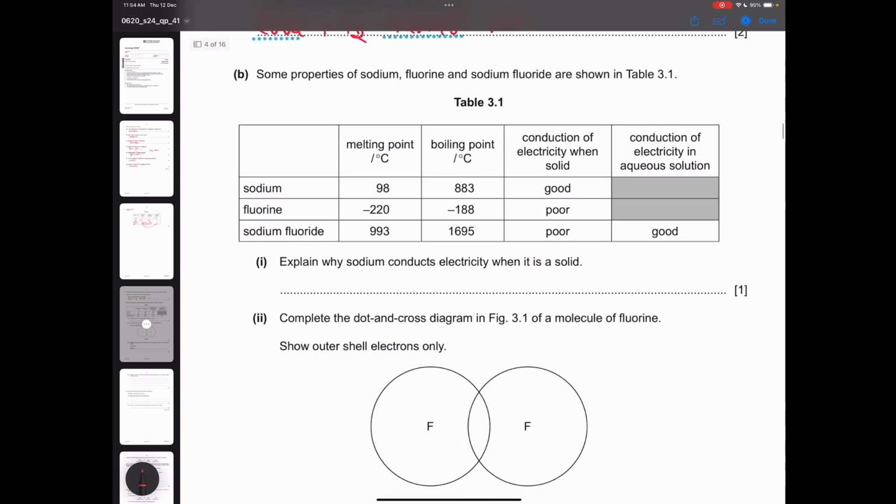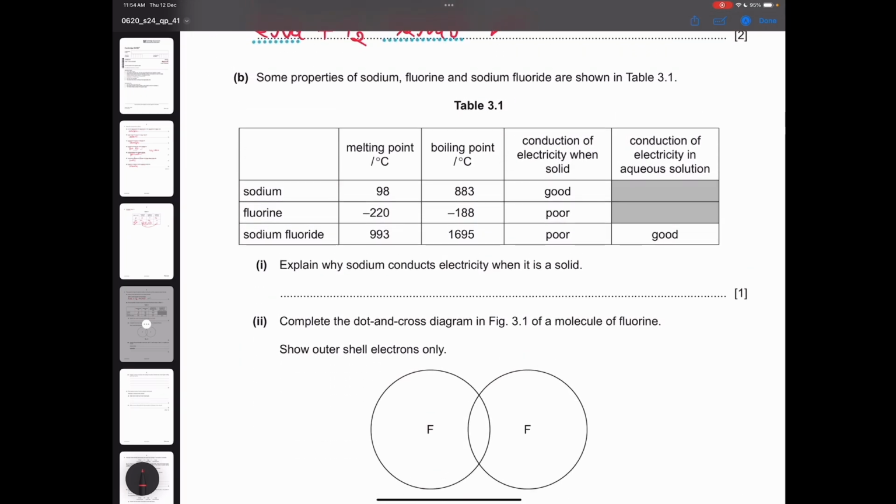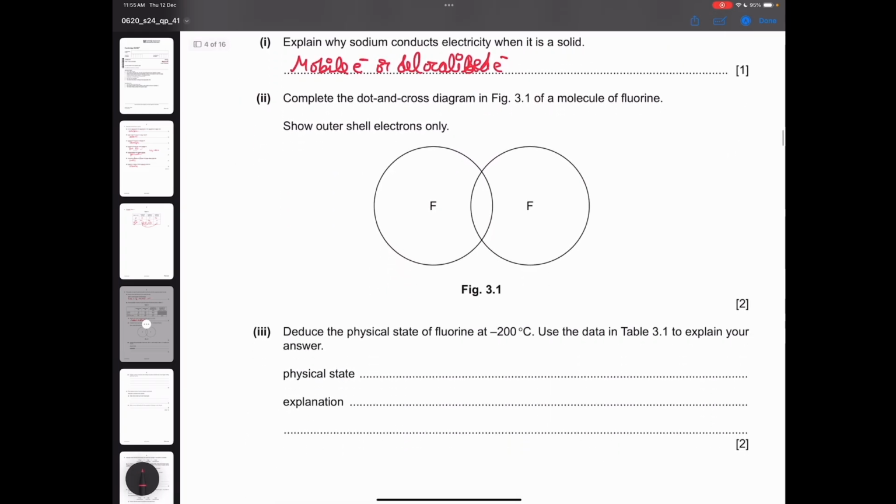Some properties of sodium, fluorine and sodium fluoride are shown, alright. Explain why sodium conducts electricity when it is a solid. In solid, sodium contains mobile electrons or delocalized electrons. This is why.